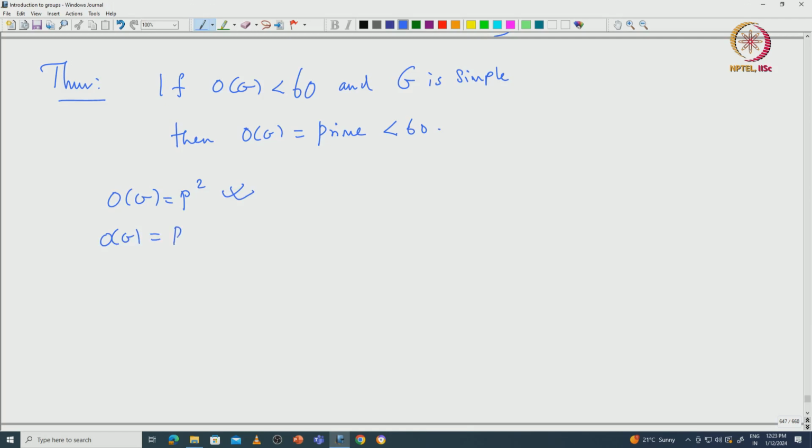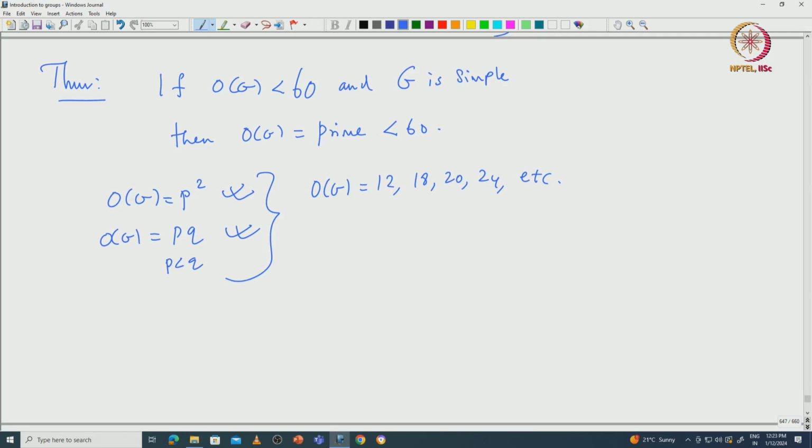When the order of G is pq, where p and q are distinct primes, we have done that because we showed that the Sylow q subgroup must always be normal. So this case is also done. So what will be the remaining orders? If you go through all the numbers from 1 to 60, the remaining orders will be something like 12, 18, 20, 24, etc. Then you can choose each and every number and check that it cannot be simple.